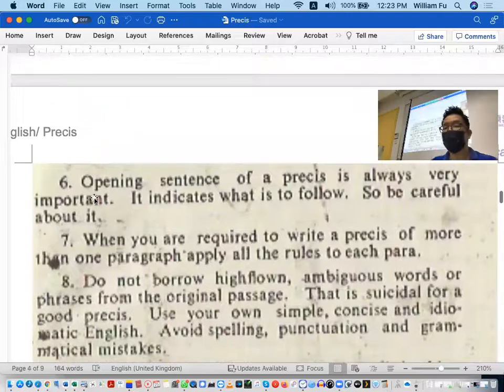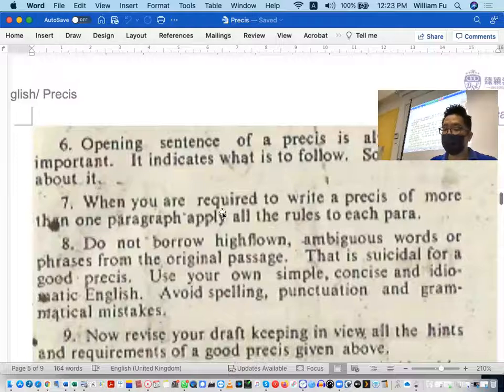Number 6, the opening sentence of a précis is always very important. This is like the topic sentence. It indicates what is to follow, so be careful about it. Number 7, when you are required to write a précis of more than one paragraph, that's in some cases, apply all the rules to each paragraph.